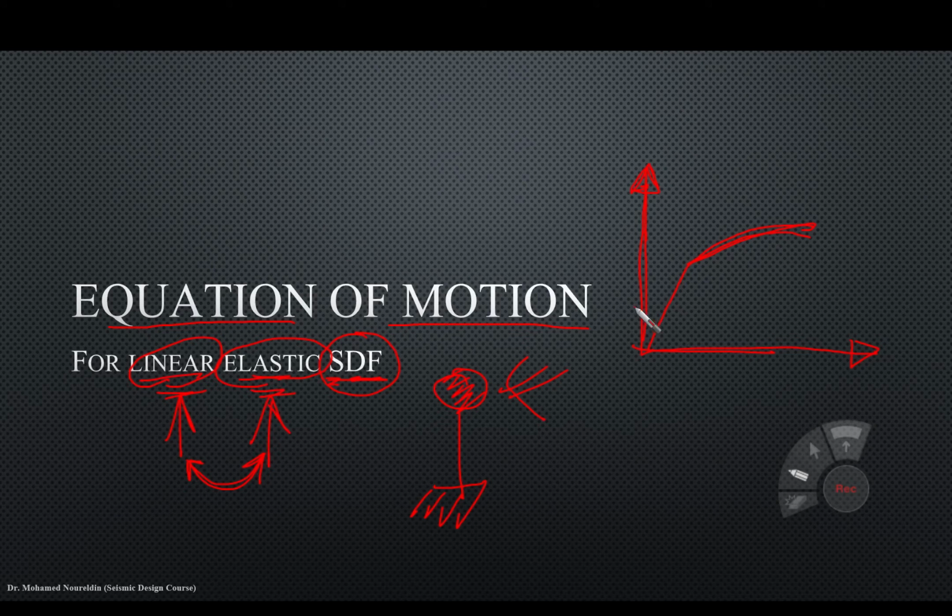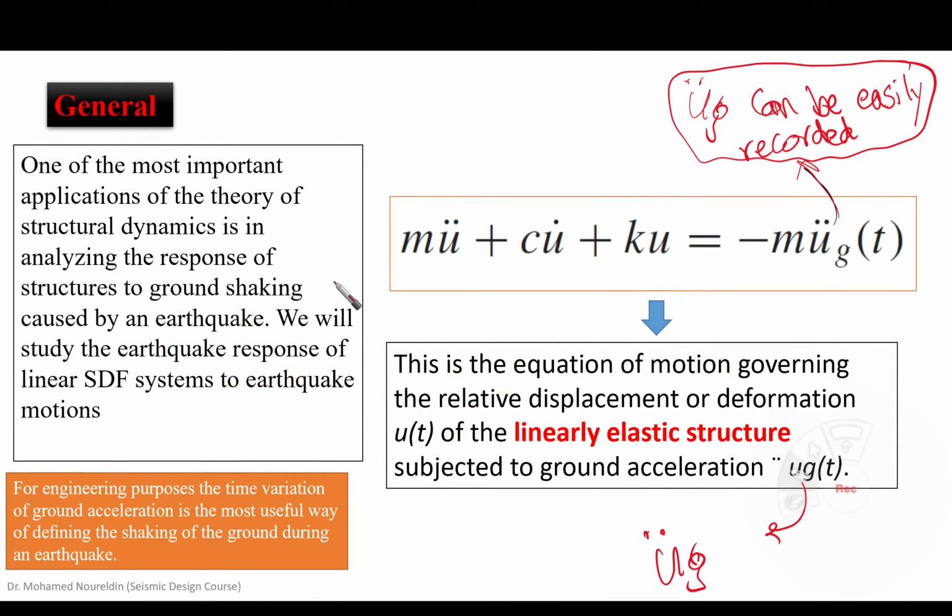Linear means that its stress or force versus deformation relation is linear. At the same time, whenever we remove the load, the original position is maintained again. So this is the meaning of each word in our title for today. Okay, let's go to the equation of motion.